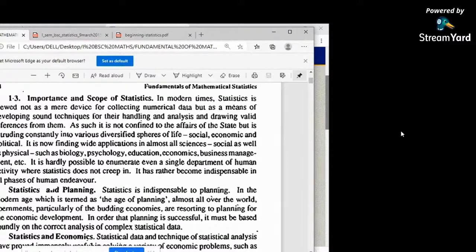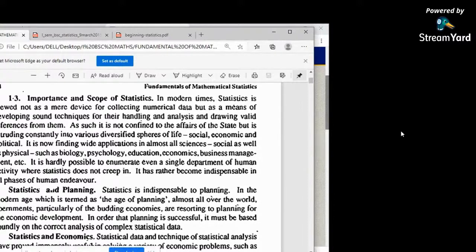In every field we are using statistics. Without statistics, they cannot analyze any data. Statistics is the only tool for analyzing data and disseminating the reports. So without statistics, they cannot move ahead. So that much importance is given to statistics. That is the reason for introducing statistics in every field.